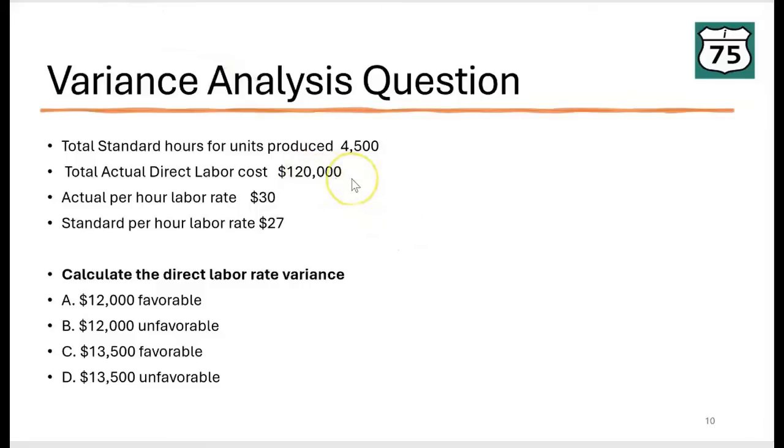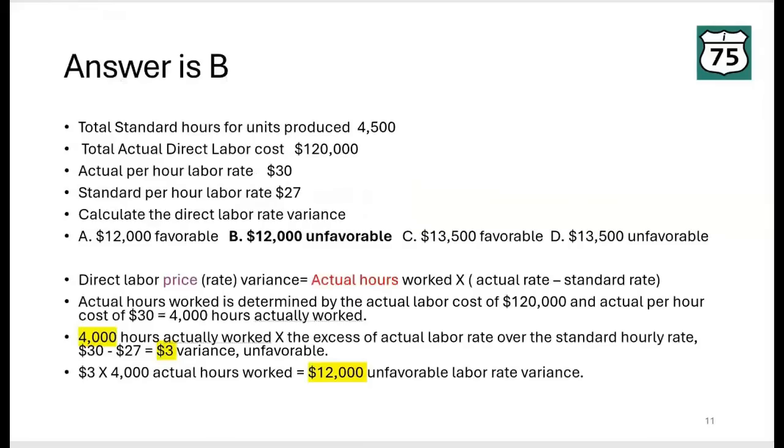We just divide $120,000 of actual direct labor cost by the $30 actual per hour rate to get the actual hours worked. And we need the actual hours worked, 4,000, to multiply by the difference in the two rates, $3, and that gives us a $12,000 unfavorable direct labor rate variance. Letter B is correct. So here they asked for the direct labor rate variance, and the answer is B, 12,000 unfavorable. We knew it was going to be unfavorable right away when we noticed that they paid $30 per hour for labor when they only expected to pay $27. The trick to this question was they didn't give us the actual hours worked. We had to calculate it.